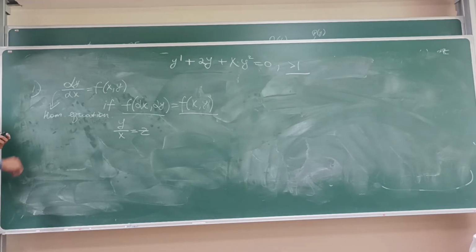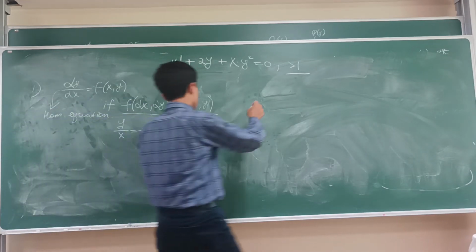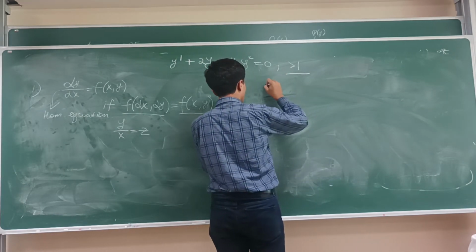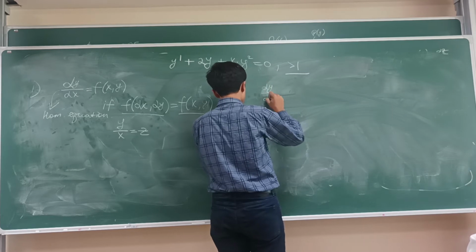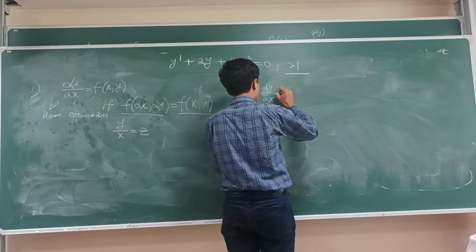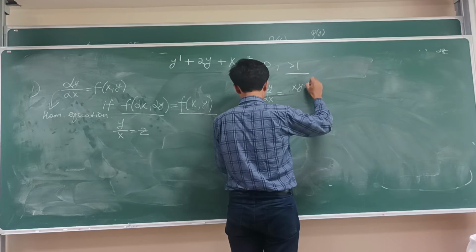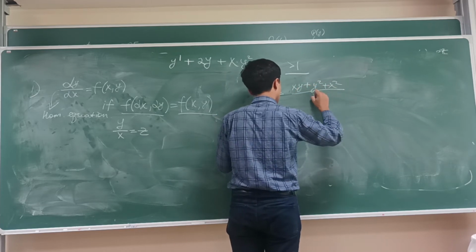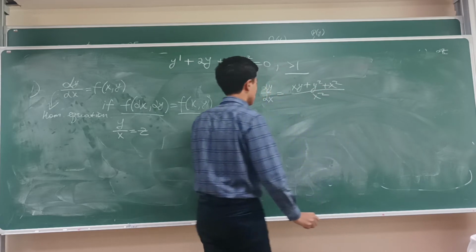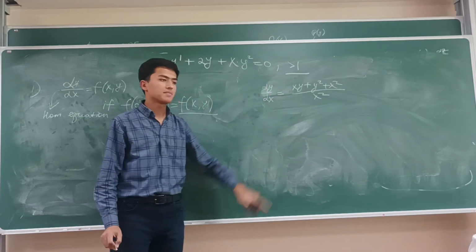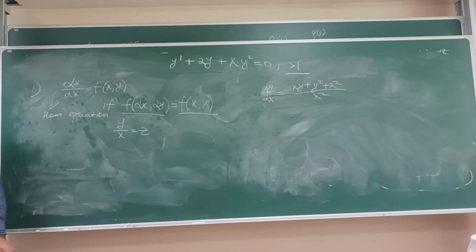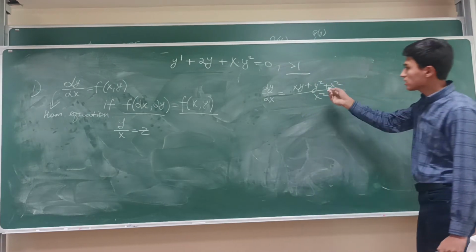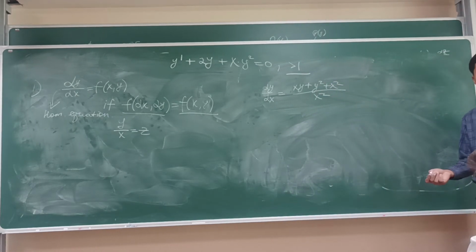So let's consider one example. We have dy/dx equals (xy + y squared + x squared) over x squared. Is this separable or not separable? Not separable. Is it linear or non-linear? Not linear. Why? Because of the power 2.